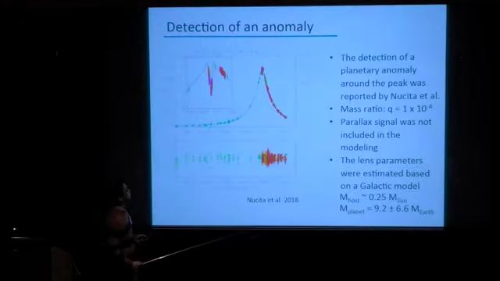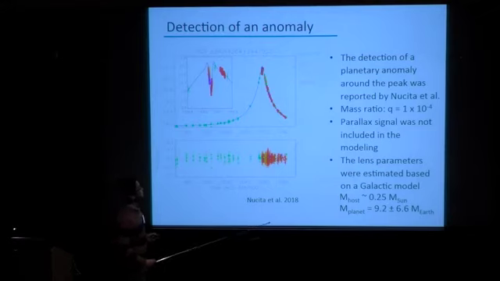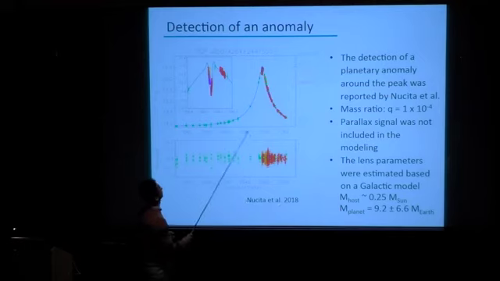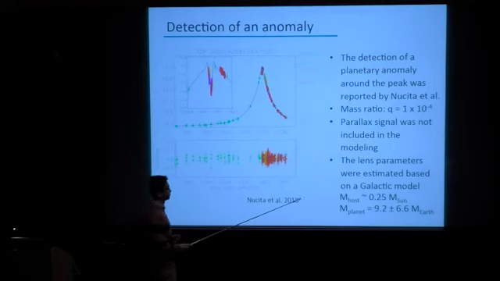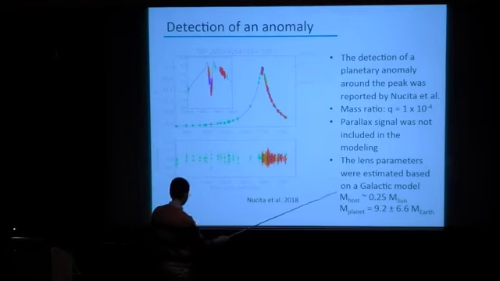After that, the detection of a planetary anomaly just around the peak was reported by Nucita et al., who estimated the mass ratio of about 10 to the minus 4. But because the parallax signal was not included in their analysis, they just estimated the lens parameters using a galactic model like this.